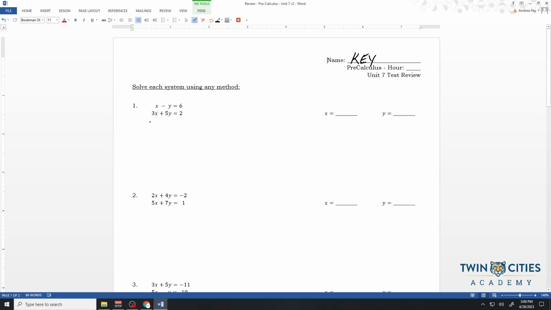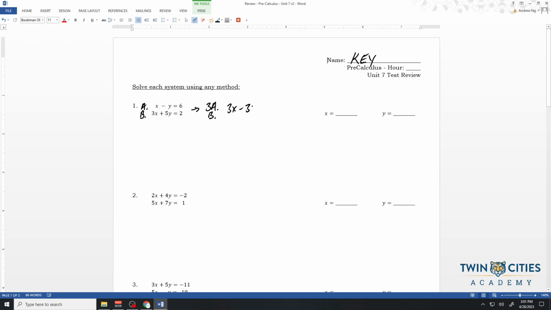Let's begin. Number 1 has the equations x minus y equals 6 and 3x plus 5y equals 2. The first thing I always do is label these equations. So we'll label this A and B. For this one, I'll multiply A by 3 in order to match the 3x in B. So let's do that here. That means I'll be multiplying everything in A by 3.